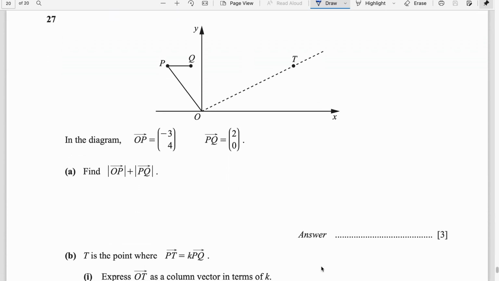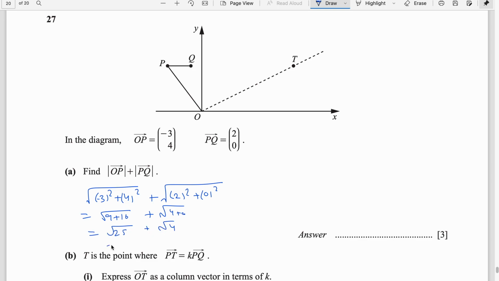Question number 27. In the diagram, OP is given, PQ is given. Find the magnitude of OP plus PQ. So the magnitude of these two is the square root of x squared plus y squared, plus the square root of x squared plus y squared. 9 plus 16 is 25, square root is 5; 4 plus 0, square root is 2. 5 plus 2 is 7.